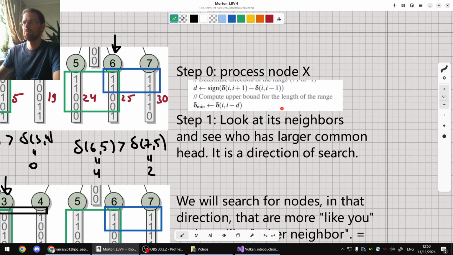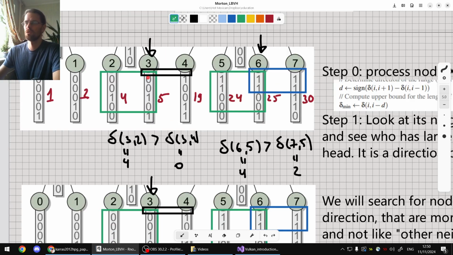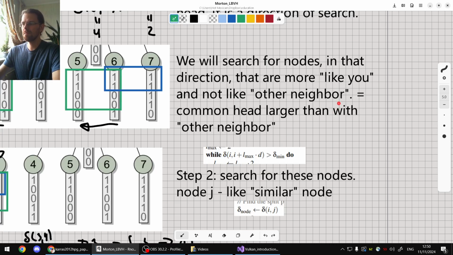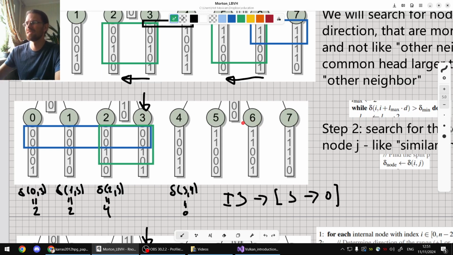In code, the distance I've explained. Basically, this delta minimum is a head, like how similar this node is to its unsimilar neighbor, and then we want to traverse in the direction d, in this case to the left, in the negative direction, and include all the nodes that are more like this other node, which is unlike you. I hope you understand at least the idea.